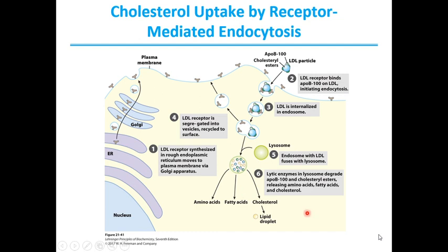ApoB100 is also present in very low density lipoproteins. The only difference is that the ApoB100 in VLDL does not have its receptor binding domain exposed for binding to the receptors. Only when VLDL gets converted to an LDL particle does this receptor binding domain of ApoB100 get exposed and can be recognized by LDL receptors. And that is how cells differentiate binding of LDL and VLDL.